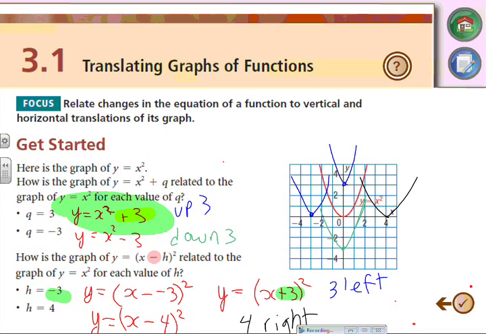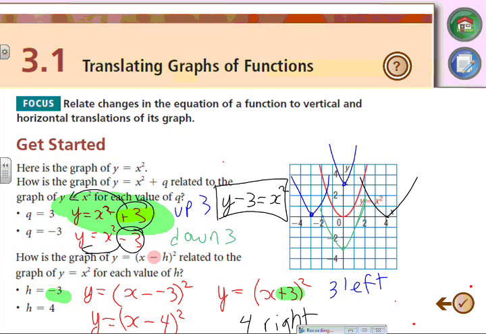I'm actually going to rewrite it as take the 3 to the other side of the equation. Y minus 3. You'll see why I'm going to do that in a little while. But for right now, I just want to make sure I have this written down. Y minus 3 equals x squared. And the same thing, take that to the other side of the equation. Y plus 3 equals x squared.